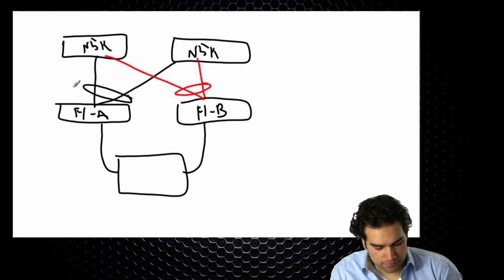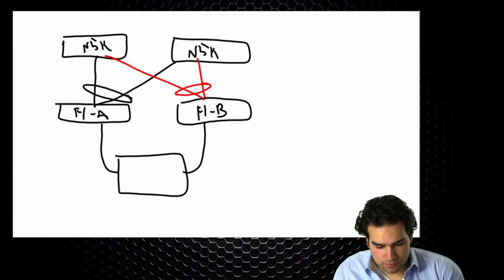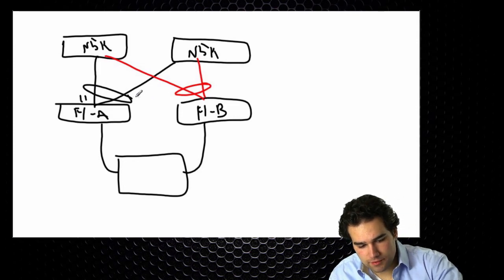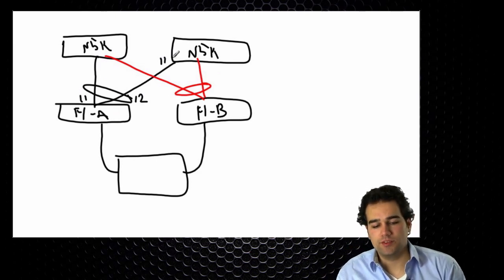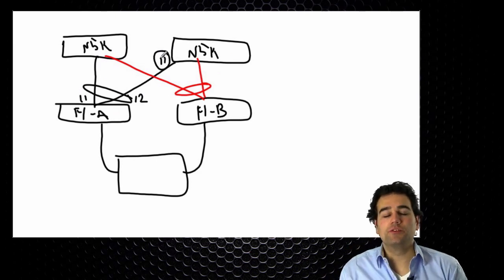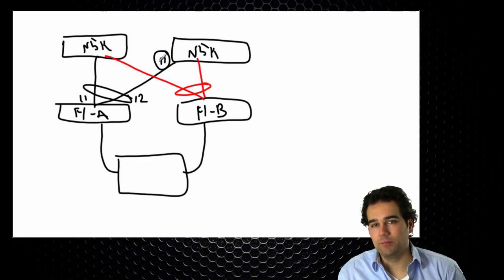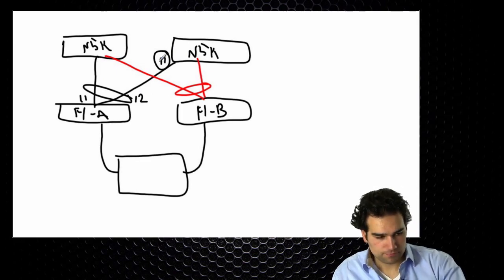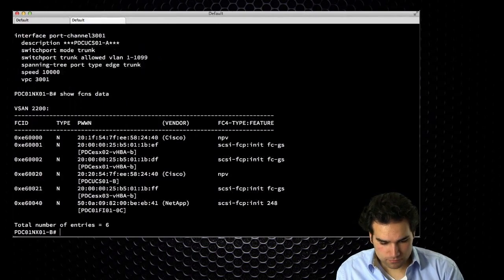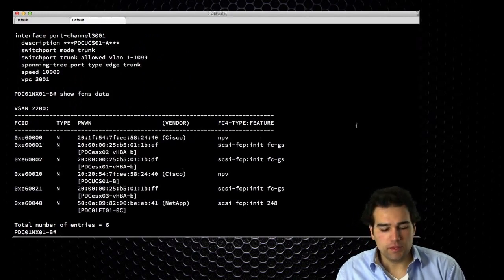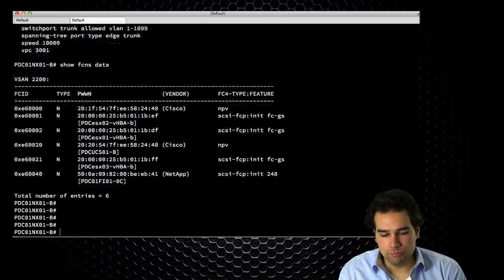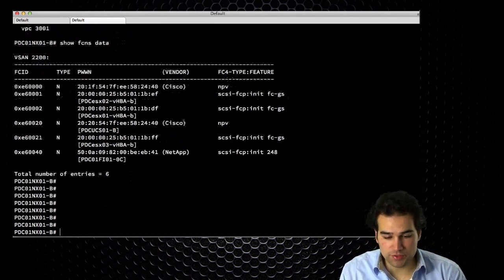So this is my link. Where is it? 11 and 12. I disabled 12 and that is link 11 on this Nexus 5K. So this link I'm going to turn into a fiber channel over Ethernet uplink. I have some fiber channel targets or devices on this Nexus, meaning I can use this now to push that down towards my Cisco switch, towards my UCS.